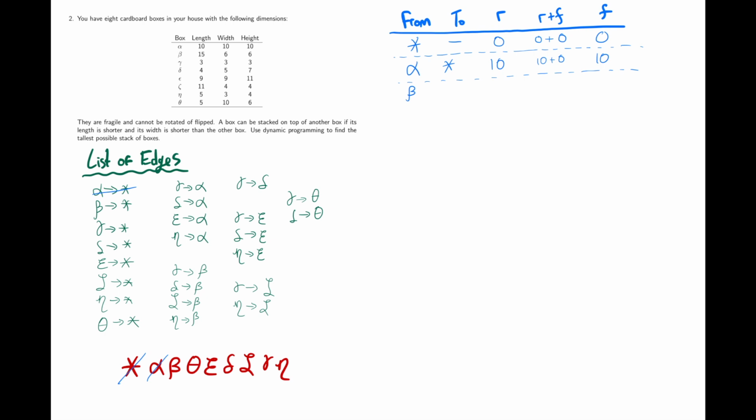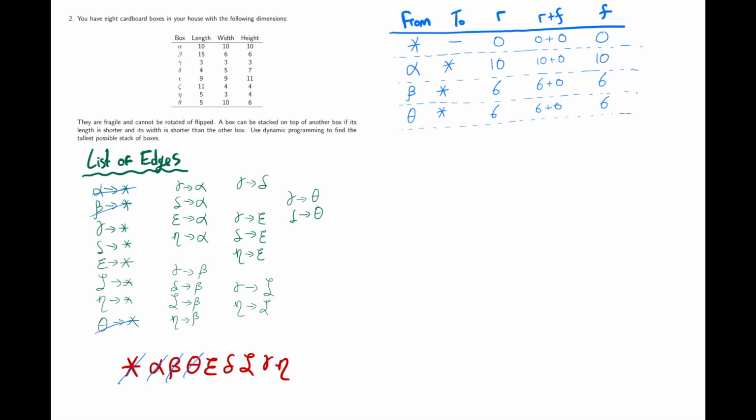The only place we can put beta is on top of the tabletop, resulting in an extra height of 6, the height of beta. And so beta has value 6. Now let's consider theta. The only place we can place theta is on the tabletop, the height of 6. And so theta has a value of 6.